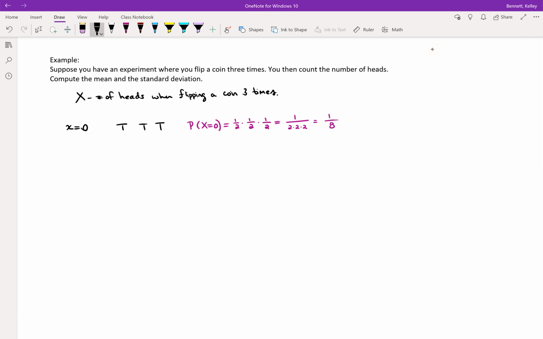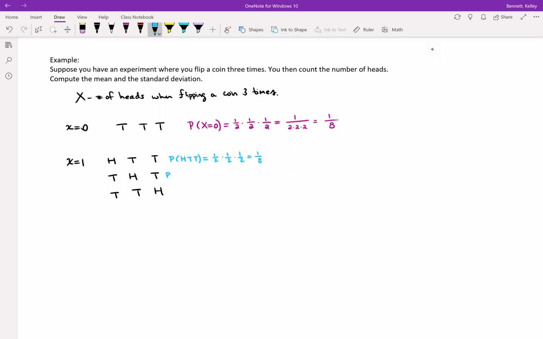So the next thing that can happen is that we can have 1 head, and this kind of happens in a few ways. So I can have a head on my first, meaning I get heads, tails, tails. I could get heads on my second trial, tails, heads, tails, or I could get heads on my third flip, tails, tails, heads. So heads, tails, tails, the probability of this is just the same. It's 1/2 times 1/2 times 1/2, right? It's 1/8.